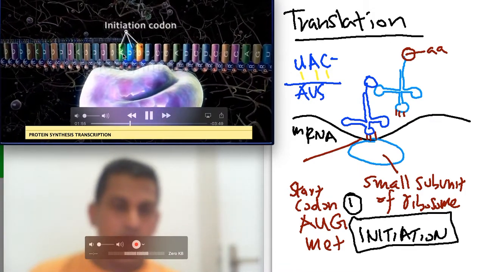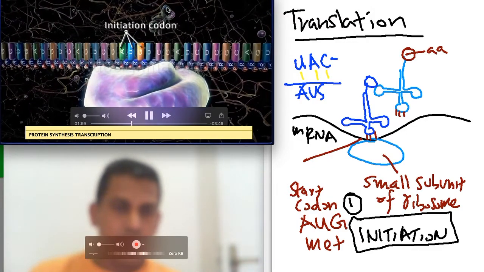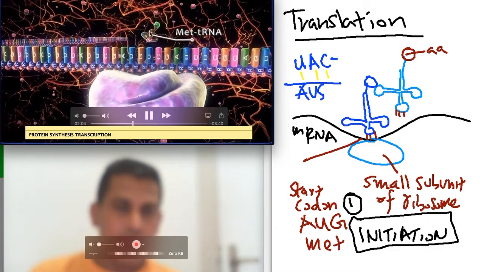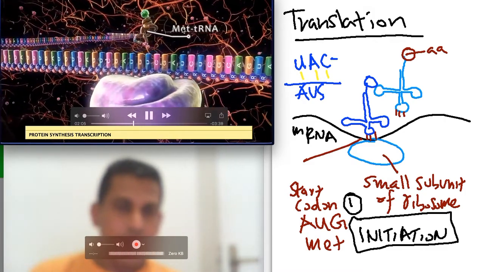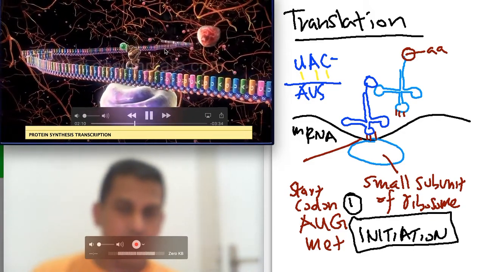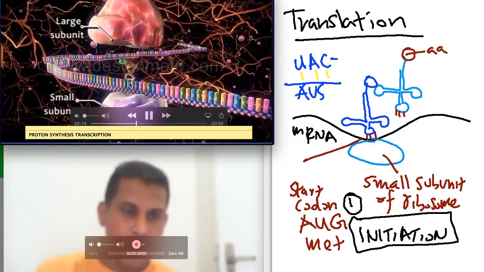Here is a codon, AUG, the start codon. Now this one is a tRNA, it brings methionine. That's complementary base pairing, making the hydrogen bond. And then the large subunit comes and binds.